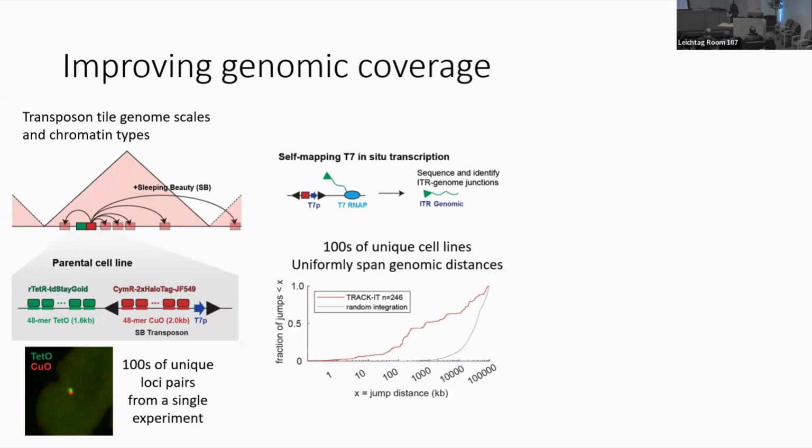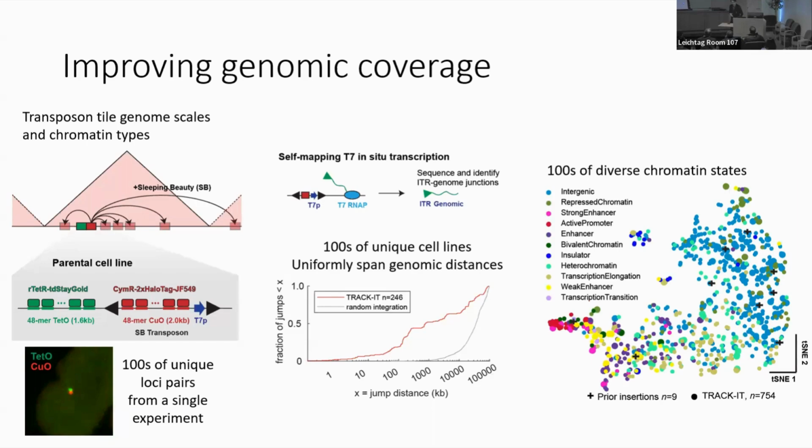Using the Sleeping Beauty transposon, we're able to get a nice sort of log linear scale of enriching for local events. So we have a lot of proximal jumps as well as distal jumps. And thus, we're going to span the genomic scales, again, in a single experiment. So this first experiment of mobilization produced about 750 different cell lines. They span all different genomic length scales.